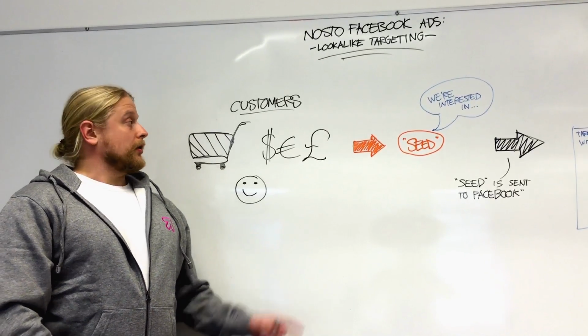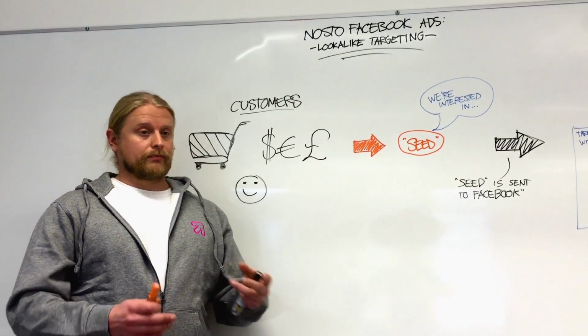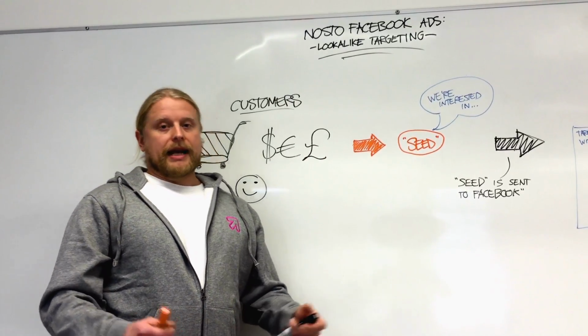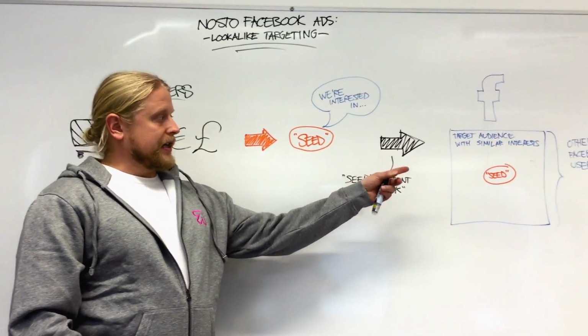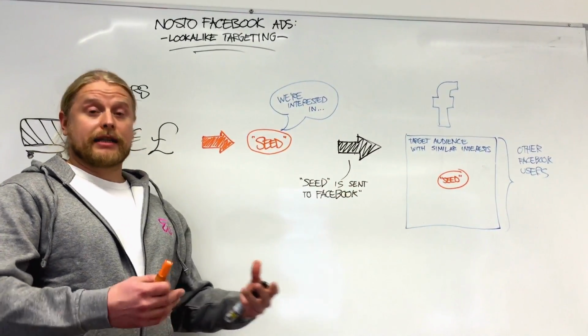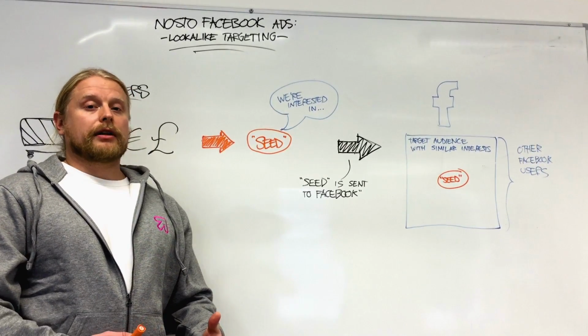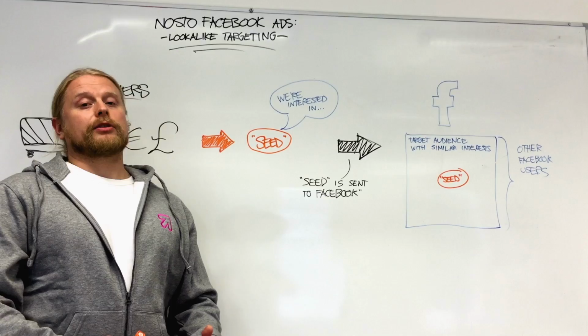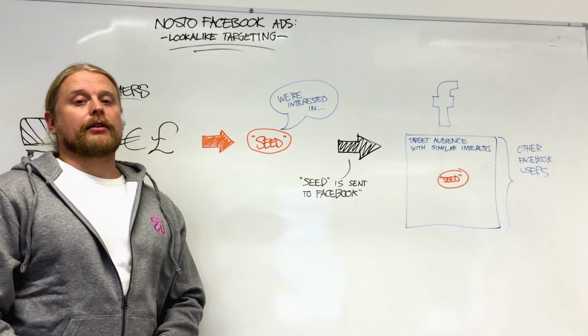First, what we do at Nosto is that we take your customers, and this is what we call a seed audience, or seed in short, which obviously has some interest on Facebook. We send the seed to Facebook, which is then able to target similar users to your seed. And that is the group that we call the target audience, and which is exposed with your ads when you use Nosto's Facebook ads, and specifically lookalike targeting.